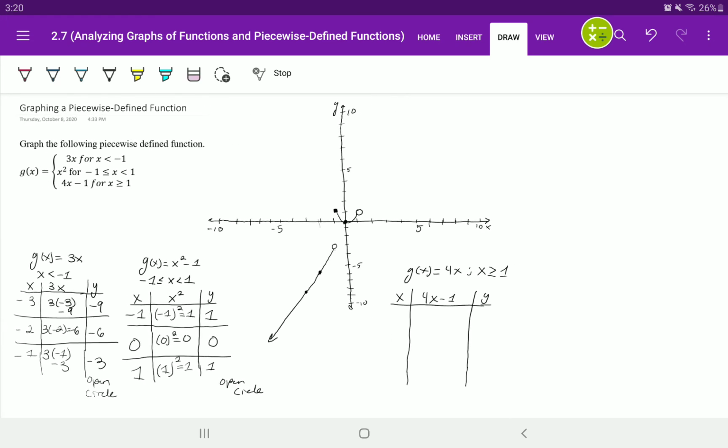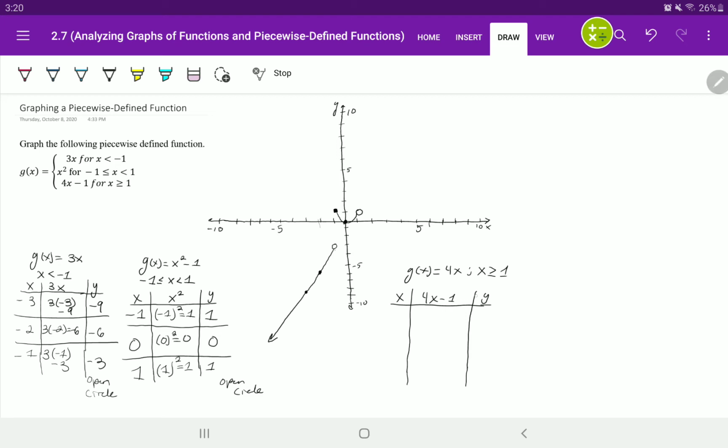Now, I also want to point out, if you're graphing and two points intersect with each other, and one of those has an open circle and the other a closed circle, the circle becomes closed. I'm going to give you an example of that after I do this problem.